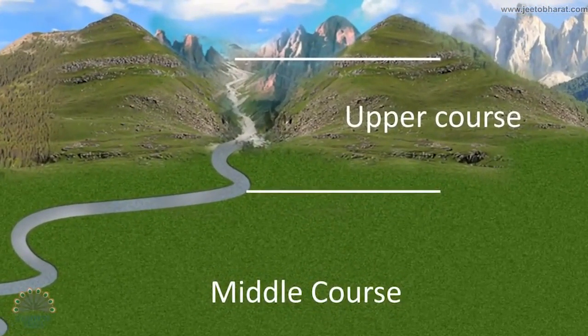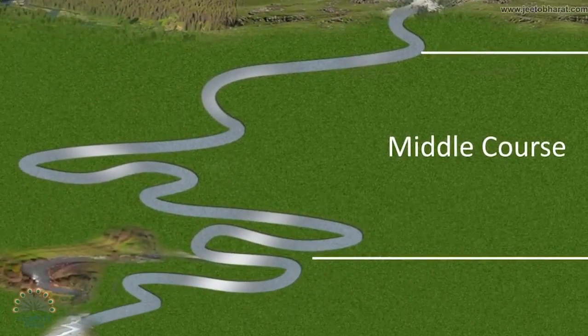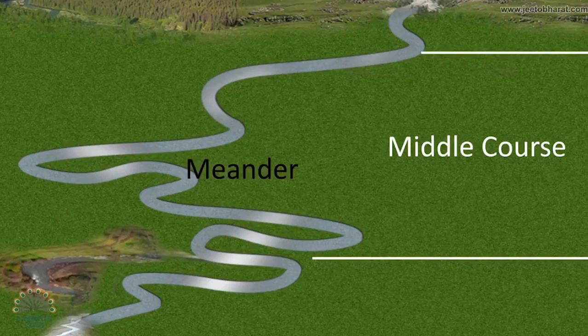First is the upper or the mountain course where the river originates. Here, the velocity of the water is faster due to the steep gradient. The floor of the valley is narrow and the valleys are V-shaped. Second is the middle or the valley course where floors are wider and the sides of the valley are more gently sloping. Here, the velocity of the river is slower than the upper stage. Meanders are typical landforms found in this stage of the river.